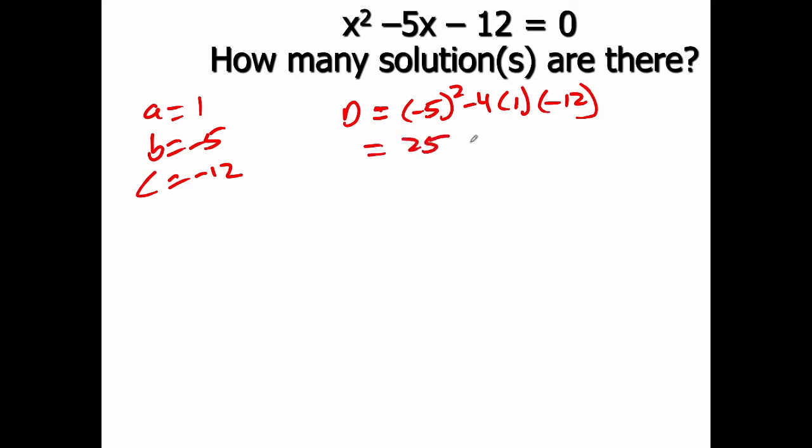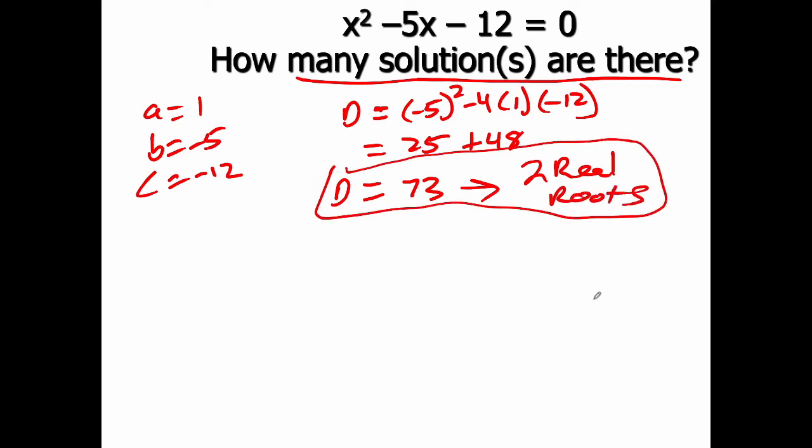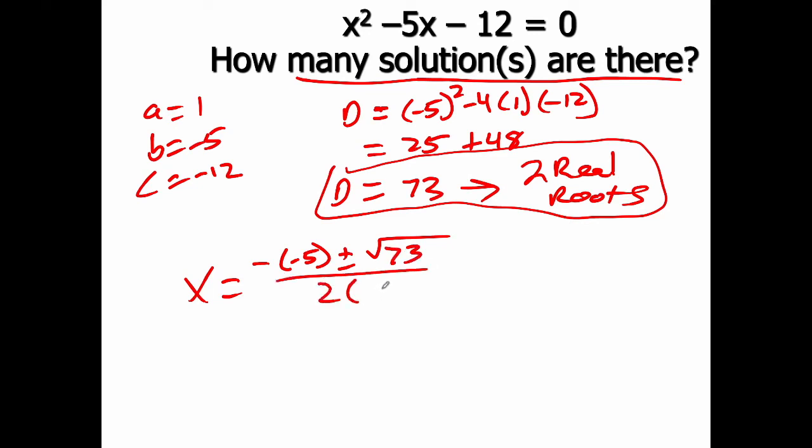And now I get 25 plus 48. 25 plus 48, ooh, get out your fingers and toes. I think it might be 73. Check my work. Okay, so I know that this is positive, so I already know how many solutions there are. 2 real roots. So that's where we can use the discriminant to tell the nature of the roots. Because it's positive, I'm going to be doing plus or minus a square root of a positive. X is equal to negative b plus or minus the square root of 73 all over 2a.